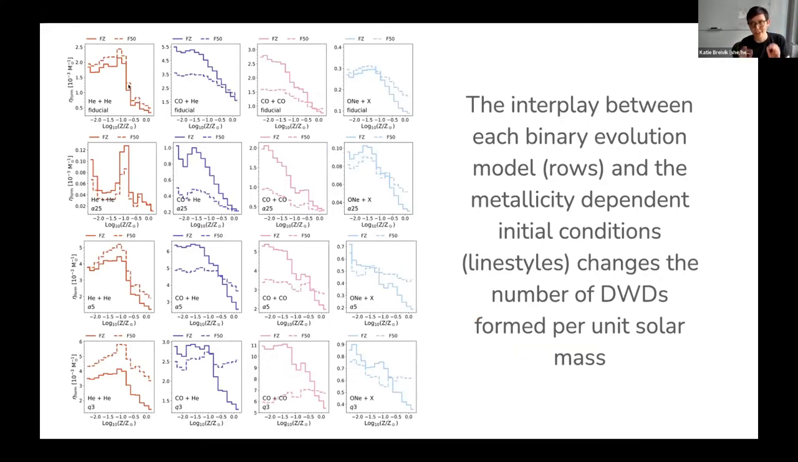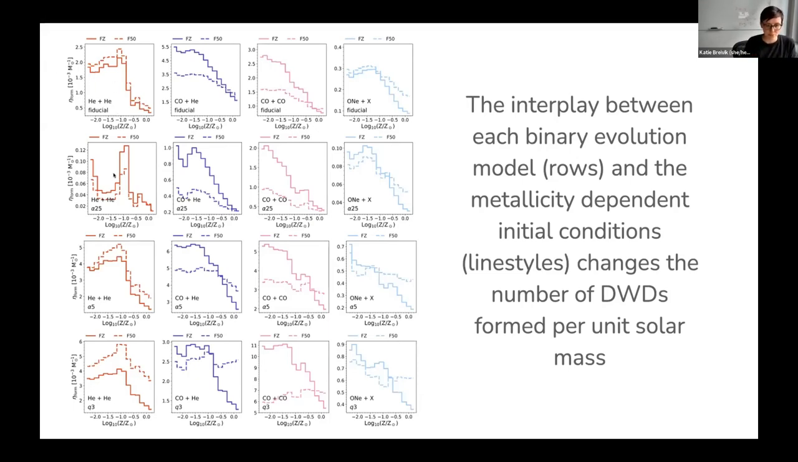I don't think that you need to look very much in detail. You can definitely check this out in the paper. But the point is that the interplay between our binary evolution models, which are the different rows that I'm showing here, so this is our fiducial, alpha 2.5, alpha 5, and Q3, interplays very strongly with the initial metallicity dependent zero age main sequence conditions, and therefore changes quite significantly the number of double white dwarfs formed per unit solar mass as a function of metallicity.